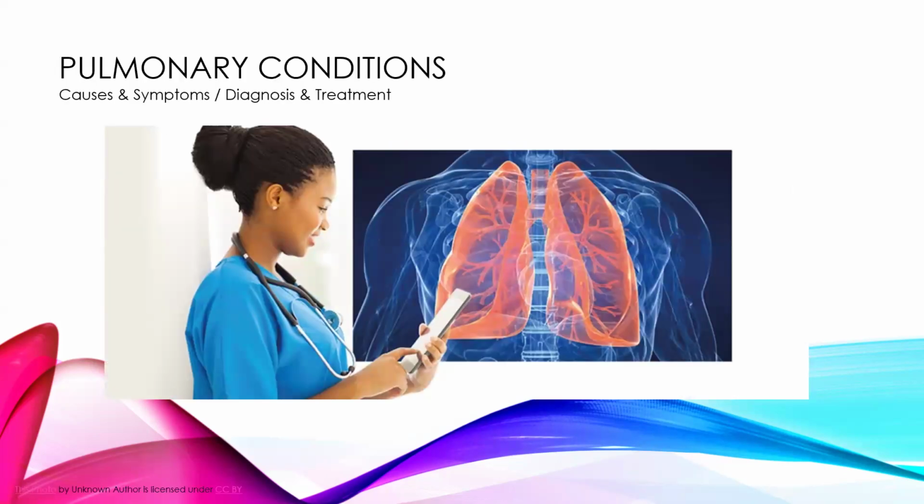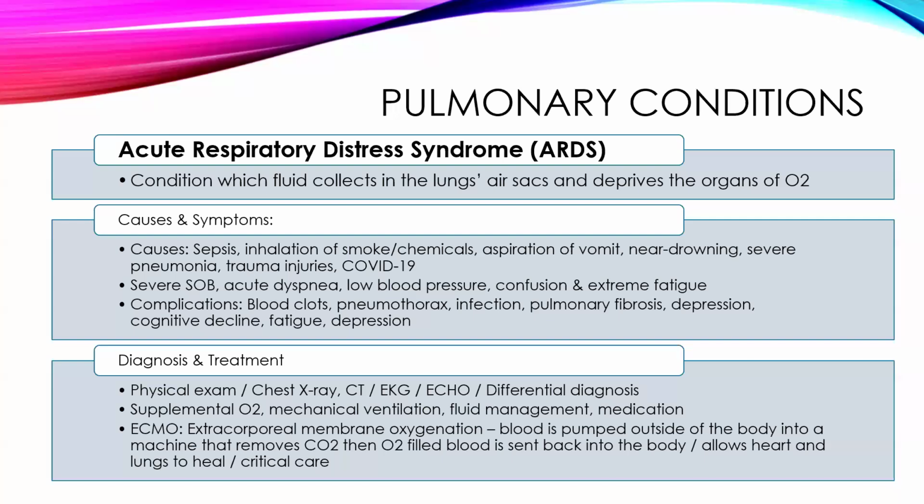All right, we're going to move on to pulmonary conditions. We'll go through a couple of these. Again, I'm going to try very hard not to read off the slide because I know you can all do that on your own. The first thing that we'll talk about is ARDS, acute respiratory distress syndrome. This is a condition where fluid collects in the lungs' air sacs and deprives the organs of oxygen. ARDS can be caused by sepsis, by inhalation of a lot of smoke or chemicals, by aspiration of vomit. You'll see this in near drowning cases, severe pneumonia cases, and traumatic injuries, like to the chest or core. It can also be caused by COVID-19.